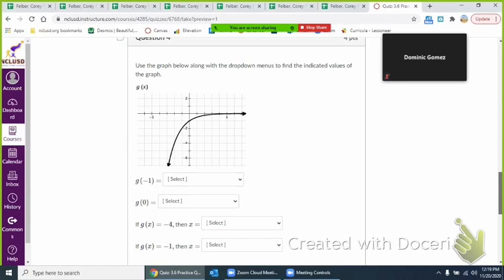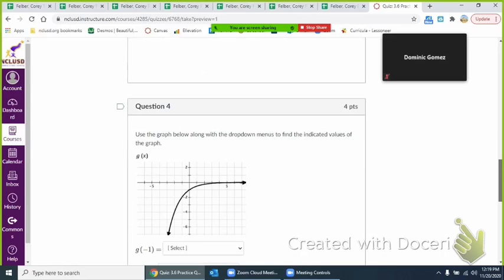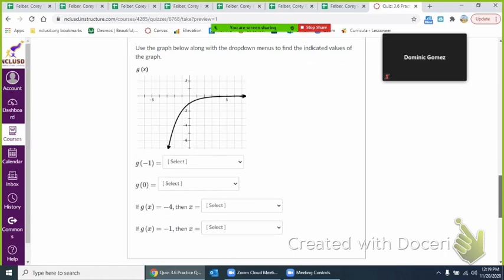Question 3 was linear. That was a straight line. Now question 4, you have an exponential function. It's one of those curves that flattens out. But you're doing the same thing. The first two, they're giving you x's and they want you to find the y's. The second two, they're giving you y's and they want you to find the x's.